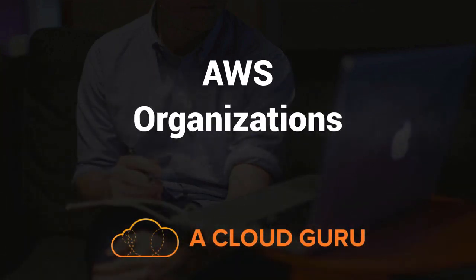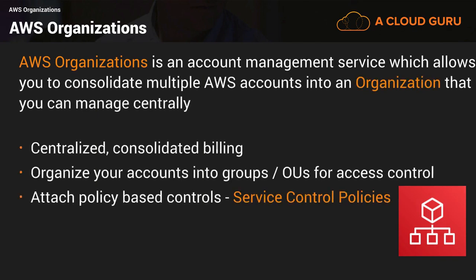And this lecture is all about AWS Organizations. So let's get started. So what is AWS Organizations? Well, if you've already done any of our associate courses, you may already be familiar with it. So this might be a bit of a recap for you, but for those who haven't come across Organizations before, it's an account management service which allows you to consolidate multiple AWS accounts into one single organization, which you can then manage centrally for consolidated billing.